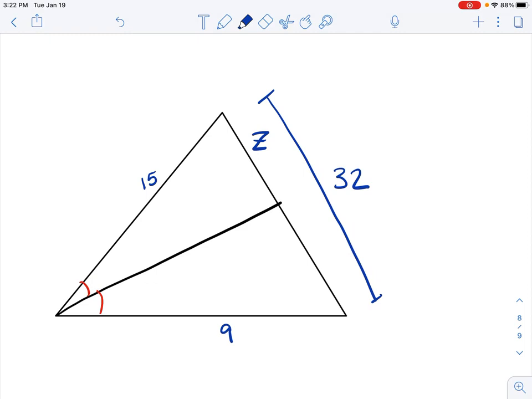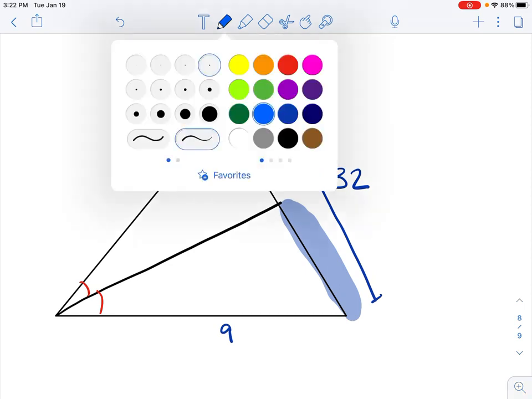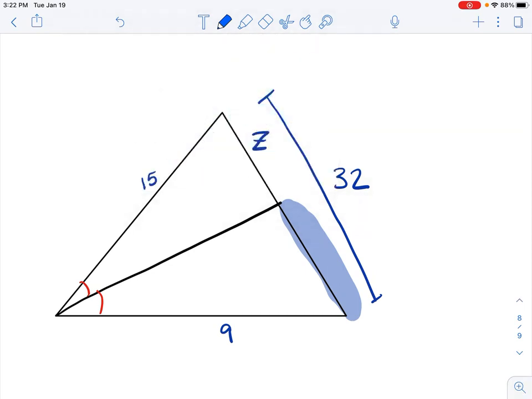To solve this, we have our triangle angle bisector theorem. That means we must know this length here. It's not explicitly given to us. Say for a second that z is equal to 10. Well, we then know that this missing piece here would be 22. We just simply subtracted them. So we can do the same thing and say that this missing piece is actually 32 minus z. That's really all you did.